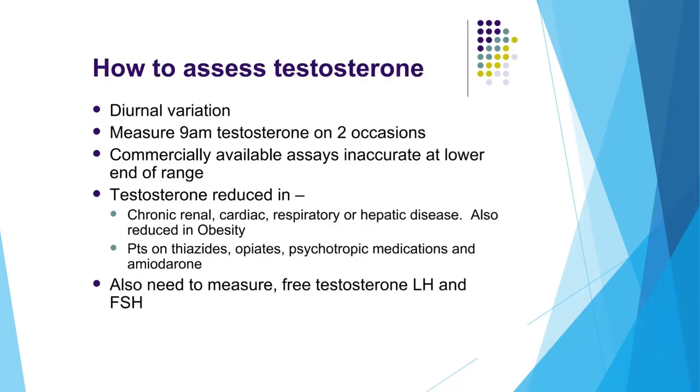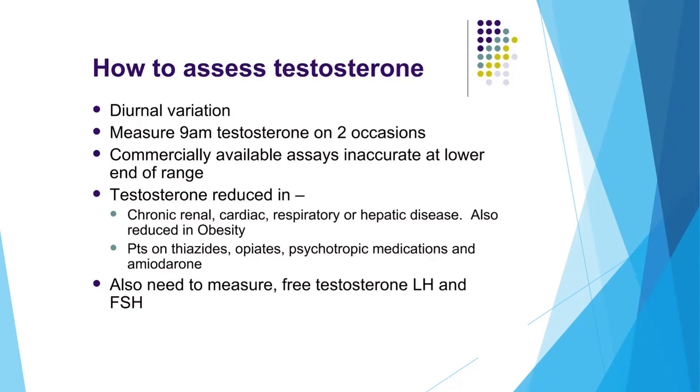So how to assess testosterone? This is also a very good concept that is present in your different question banks. You assess testosterone by a diurnal variation. Since testosterone has a diurnal variation, you need to measure 9 a.m. testosterone on two occasions. Commercially available assays are inaccurate at the lower end of the range.